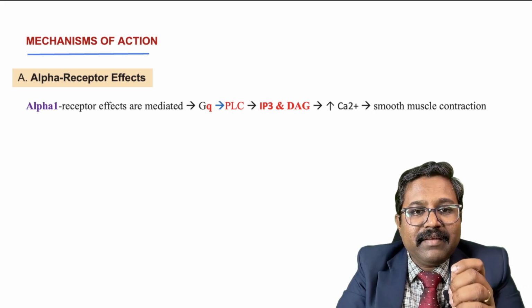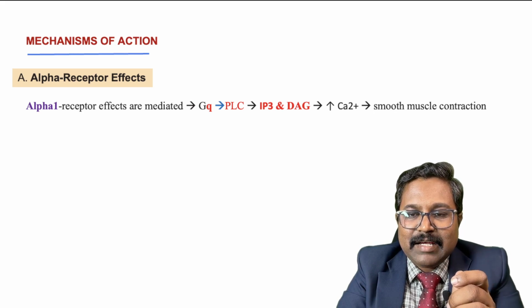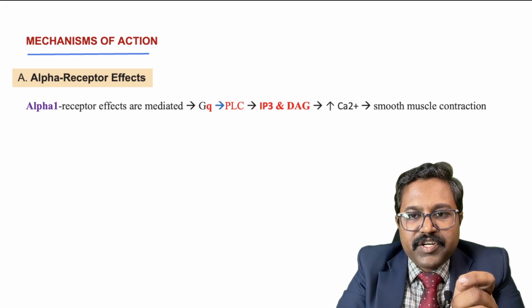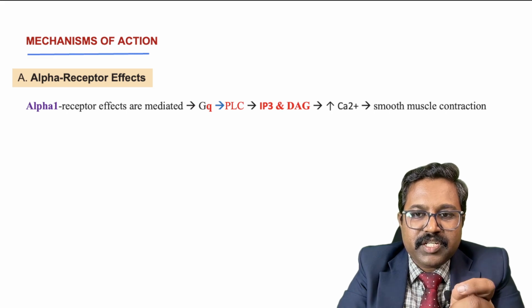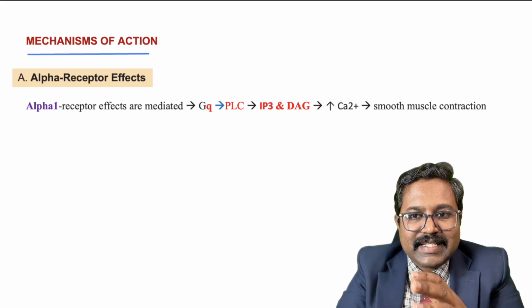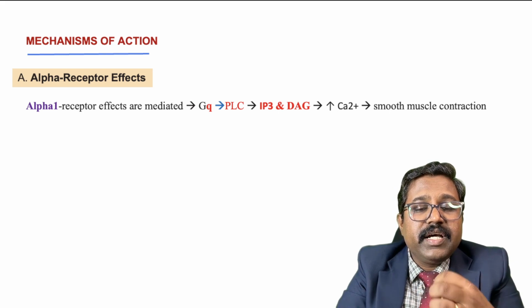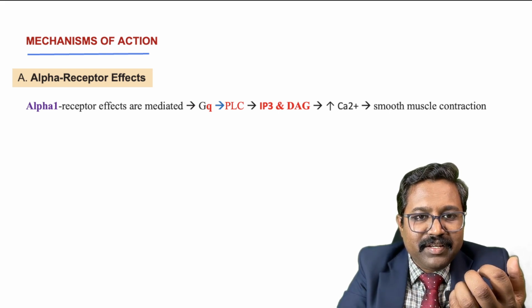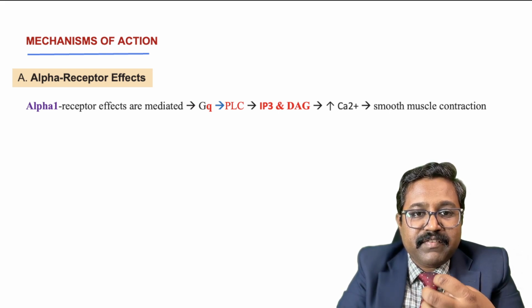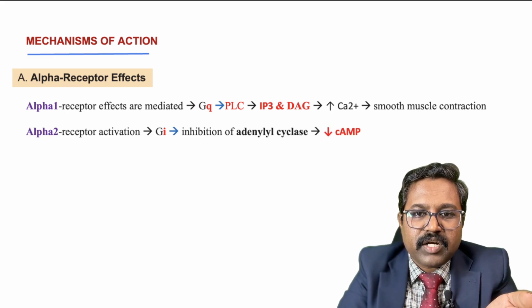They activate the phospholipase C enzyme, leading to conversion of the phosphatidylinositol into inositol triphosphate and diacylglycerol, and these secondary mediators increase the release of calcium from the sarcoplasmic reticulum, and the calcium concentration increases, leading to smooth muscle contraction.